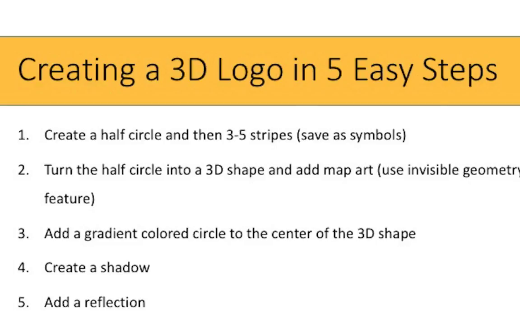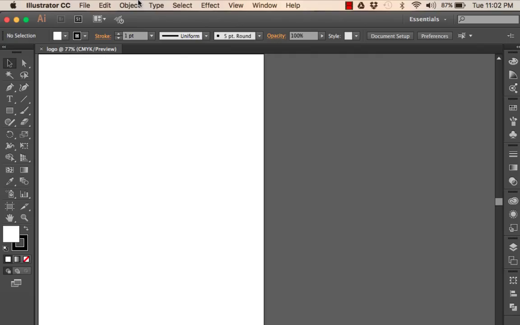The first thing we want to do is create a half a circle and then add 3 to 5 different stripes as another separate symbol. So we're going to open up Photoshop. When we open up Photoshop, you'll see this blank page. The first thing we want to do is go to the rectangle tool.